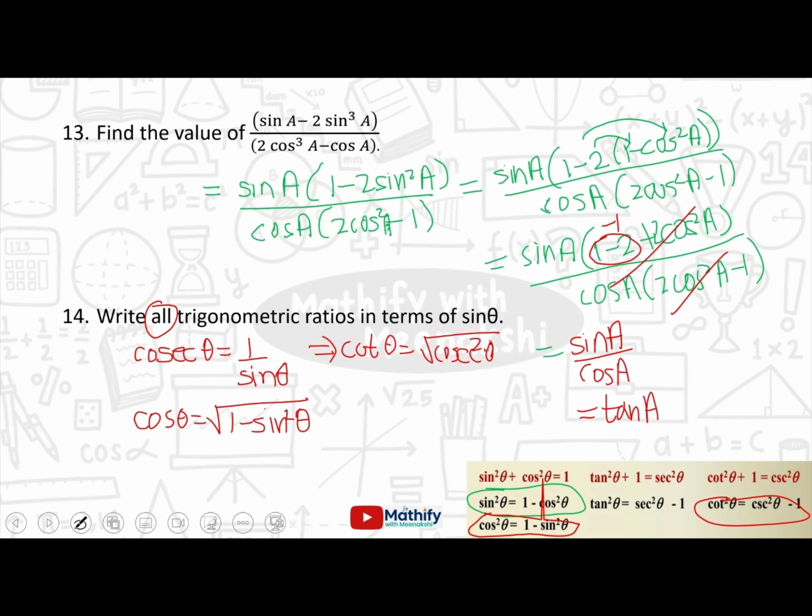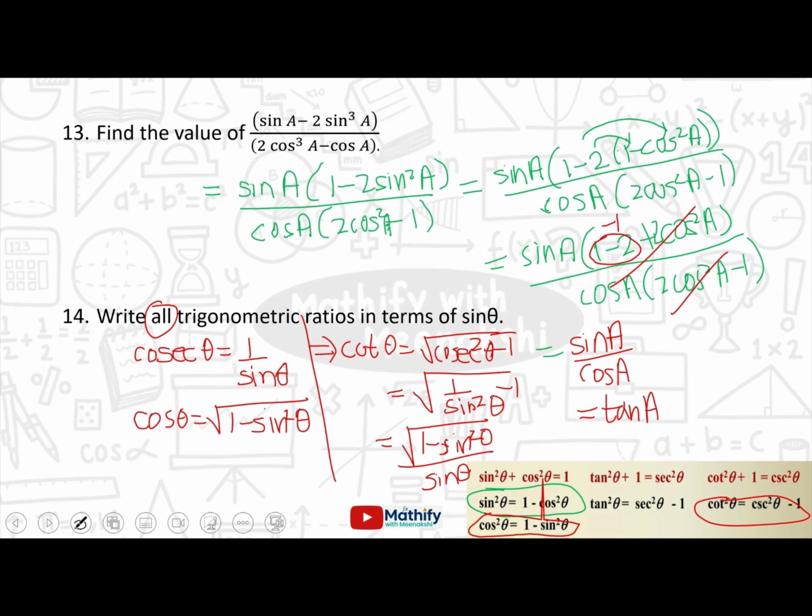Yes, you can use that. You can write cosec square theta minus 1, that is 1 by sine square theta minus 1, that is 1 minus sine square theta by sine square theta. So you can just take that outside and you can write sine theta. Now you know cot theta also.